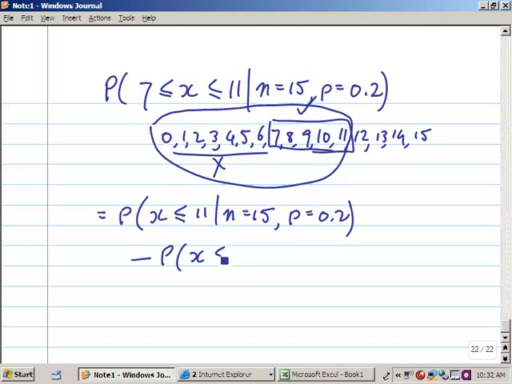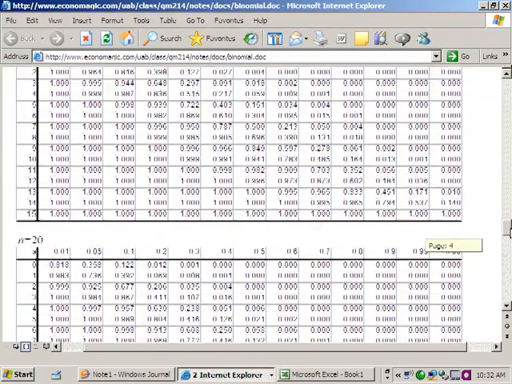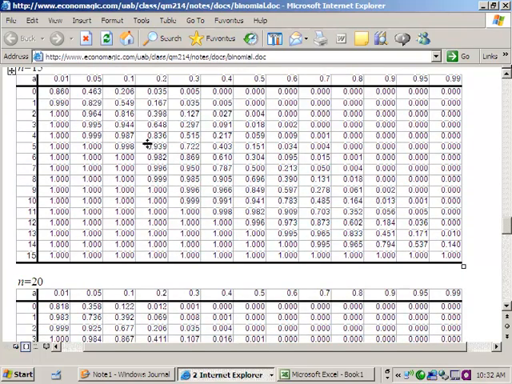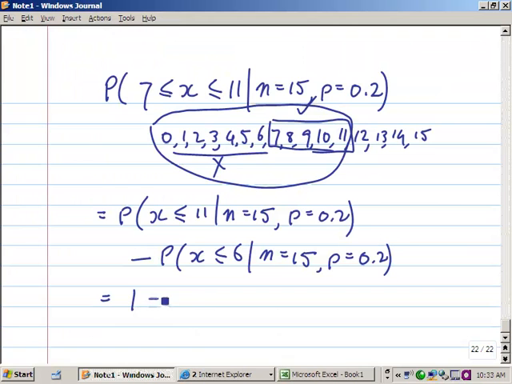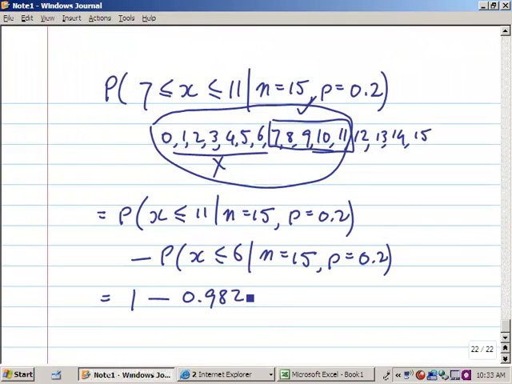And what do we subtract out? 0 through 6. So that's listed as x less than or equal to 6 out of 15, p of 0.2. Let's see if we can remember that. So we go to the n of 15 table, p of 0.2, then we're going to go 11, subtract out 6. Oops, wrong screen. So p of 0.2, too much, 0 through 11 is 1. And then we're going to subtract out 0 through 6, 0.982. Make sure I've got those values right. And that's 0.018 is the answer.